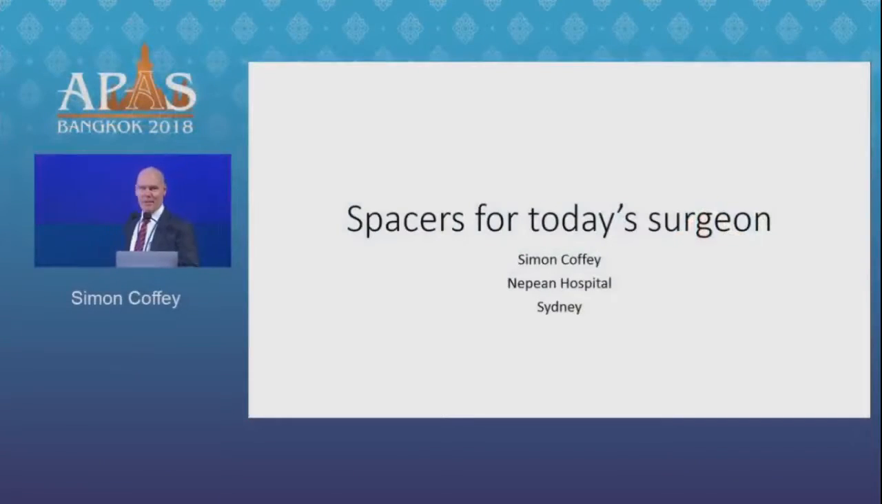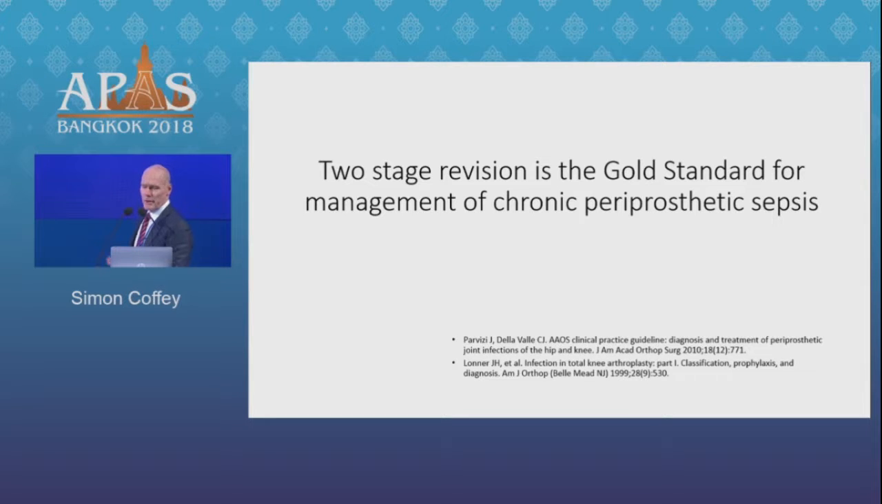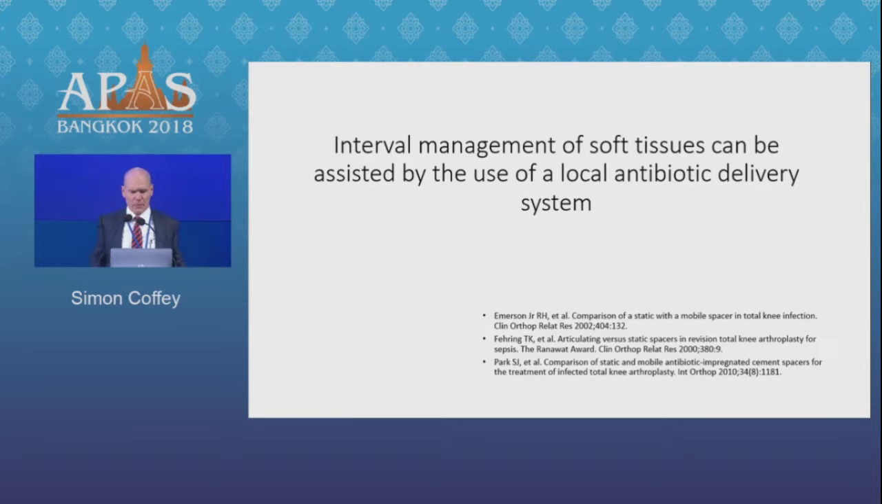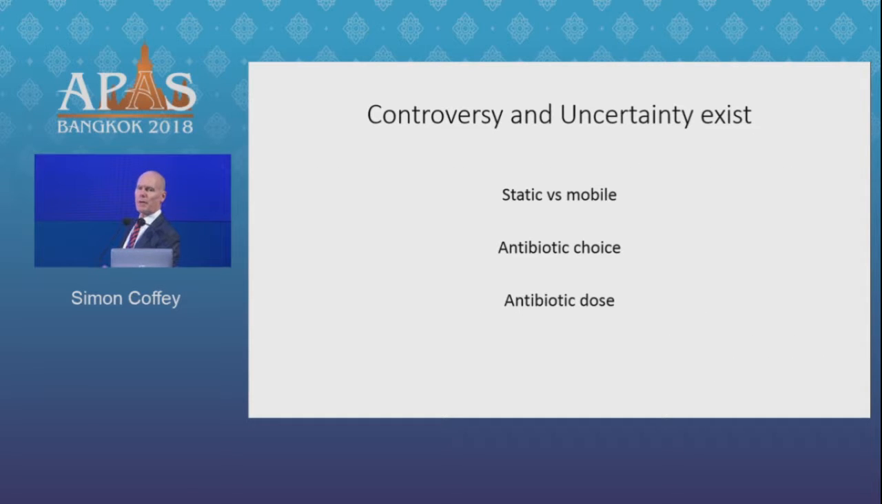Again, repetition, perhaps eventually someone might hear what's being said, so there'll be a few things you'll hopefully hear that will be consistent messages. We know two-stage revision is gold standard for the management of periprosthetic sepsis. The interval management of soft tissues can be assisted by the use of local antibiotic delivery systems. However, controversy and uncertainty continue to exist both between the issues of whether we use static or mobile spaces, the choice of antibiotic and the dosage.